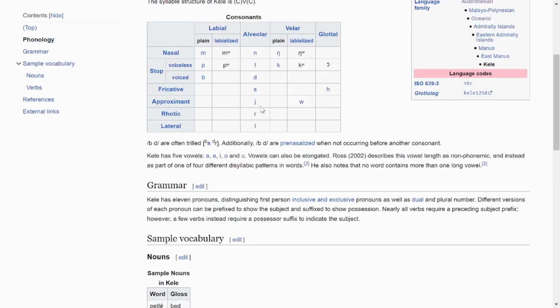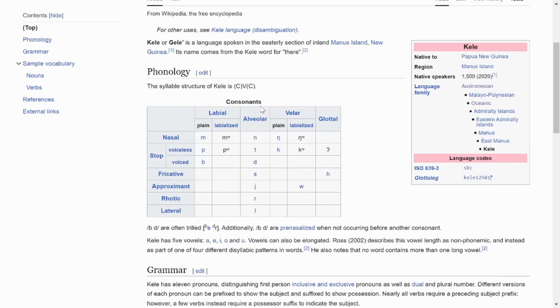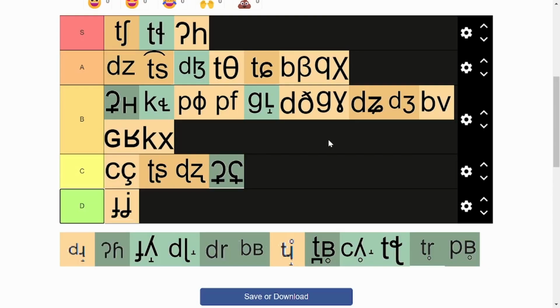Okay, next one. Now we instead move to Kele, a language in Papua New Guinea, because Kele has br as an allophone of the stops. And also dr, but we come to dr later. This is about br. So I found it in Kele, and not that many other places.